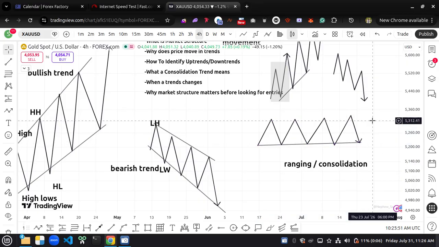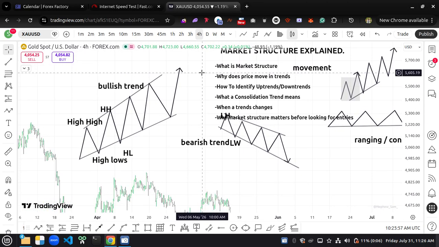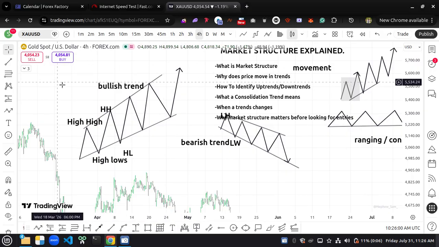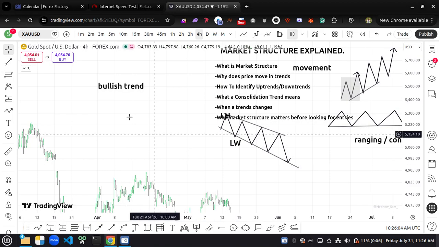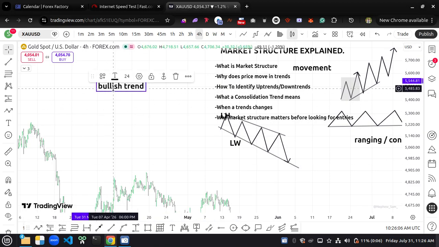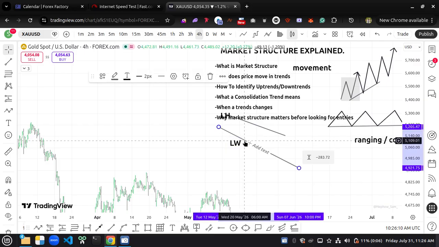Right. So in today's video, you just saw what exactly market movement and market structure are, and right now I want to explain why exactly the market changes. What causes market change? Why do we have the bullish trend and the bearish trend? And if you guessed right, it's just based on emotions.